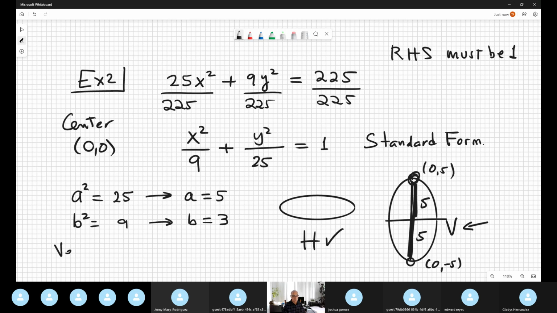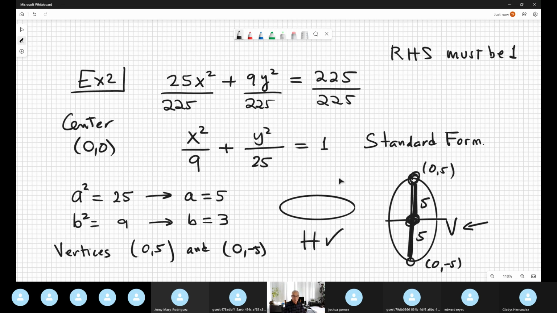The vertex is the point in which the ellipse, the curve, crosses the axis, no? Maybe y or maybe x. In this case, y, because I know that the major axis lies on the y-axis. And the vertex is located at the point 0,5 and 0,-5. So phi is the distance from the center to here.